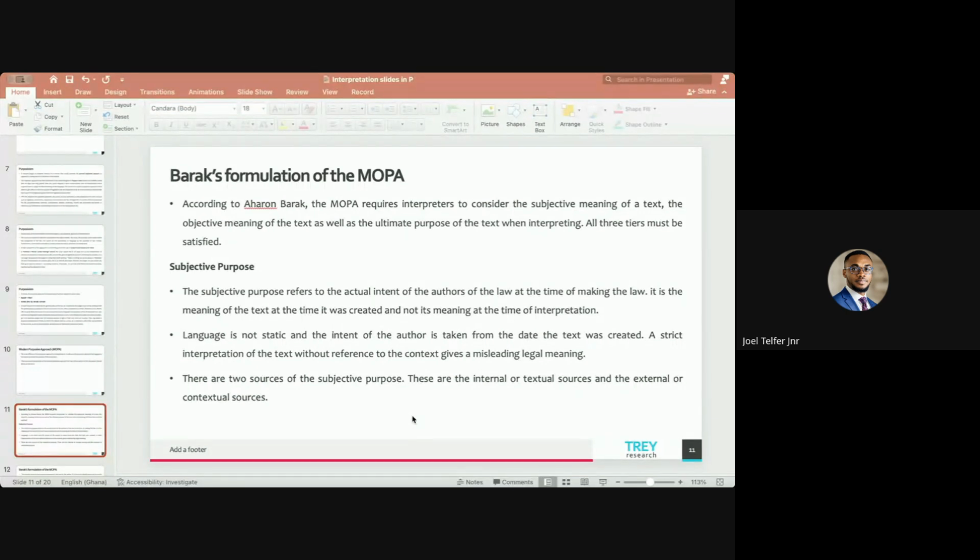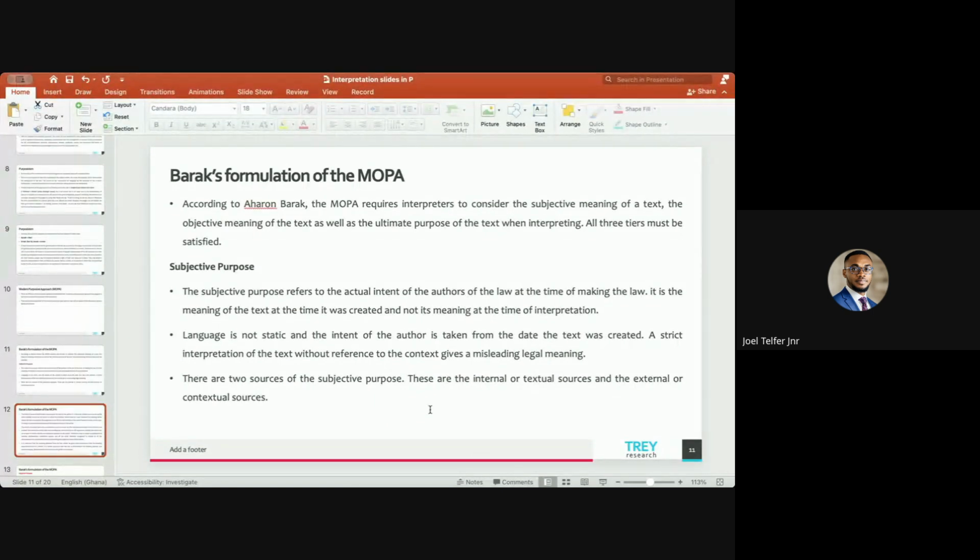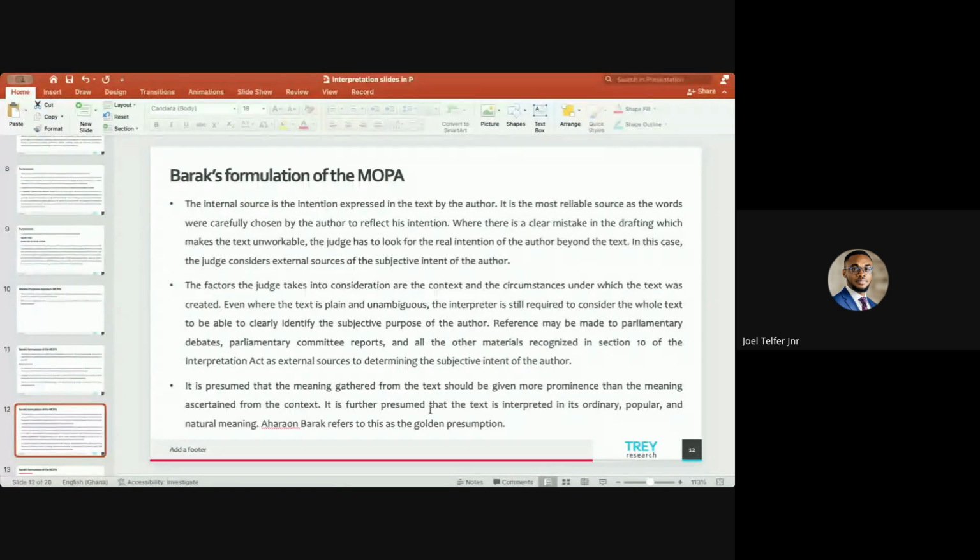Now you have to recall that when you are doing the internal source, it reflects the best way. So even though we criticize the literal approach to interpretation, it is often the best way to understand what the author meant. And so the clear words used in the legislation would help you determine what the true intention of the legislator was.